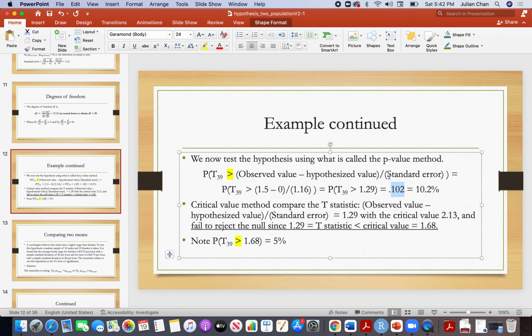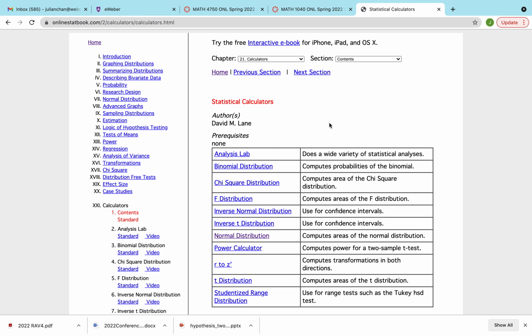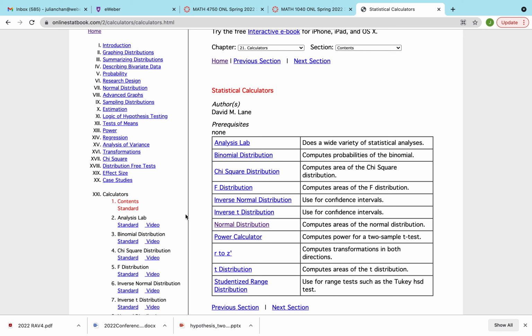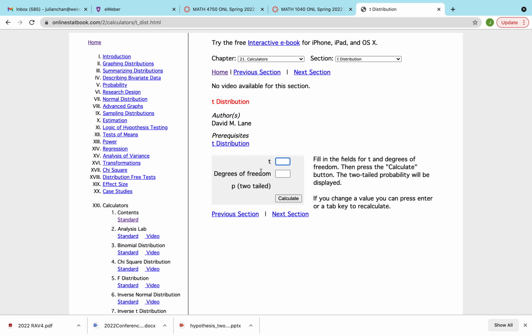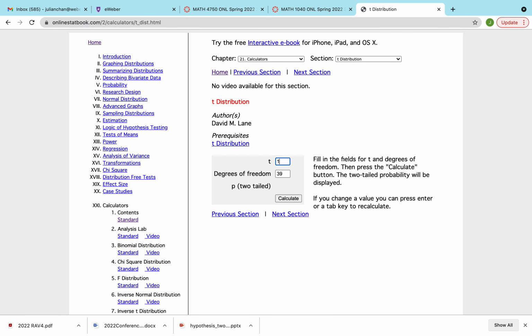So we'll keep this 1.29, and remember we have 39 degrees of freedom. Right here I am on the textbook website onlinestatsbook.com, and they have a nice little appendix for calculators. I'm going to go to the t-distribution, and 39 degrees of freedom should go here. Then our value is 1.29 for the t-statistic.